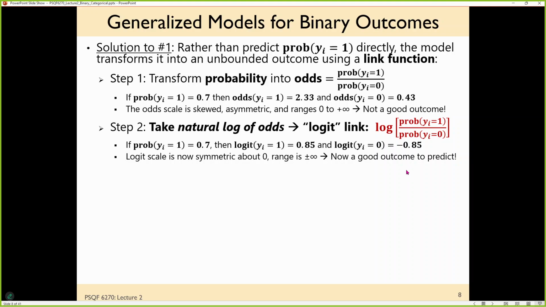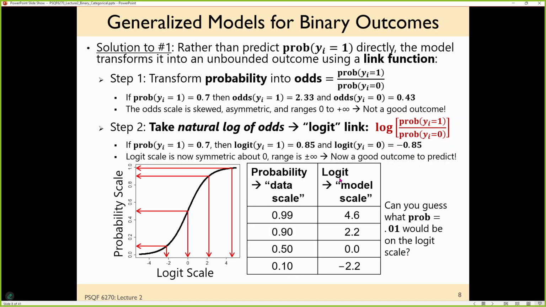And I say it that way so we hit all the points in between. You will hear the phrase model scale and data scale referred to throughout the semester. In binary data, data scale refers to probability. That's what we're trying to predict. At the end of the day, I want to know what is a given person's probability of having a 1 instead of a 0. In logits, that's model scale, that's how it happens.